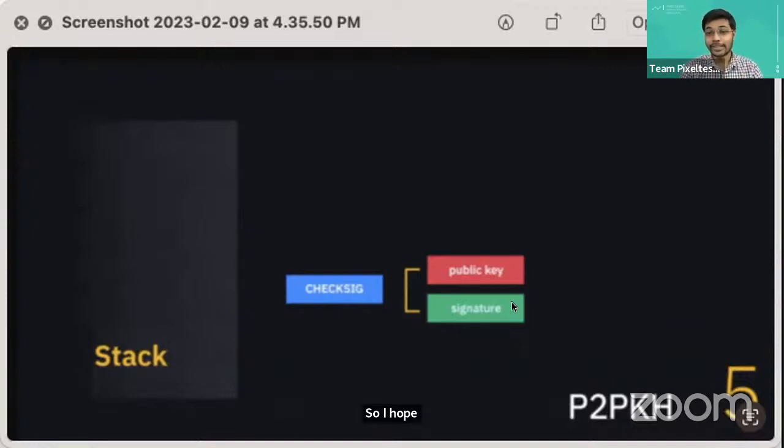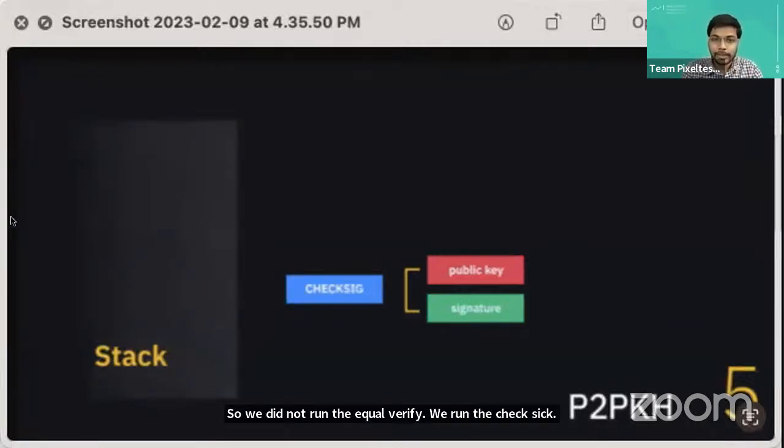Right, so we do not run the equal verify, we run the checksig. Okay, thank you so much, sir. It also helps to make it simpler for others as well.